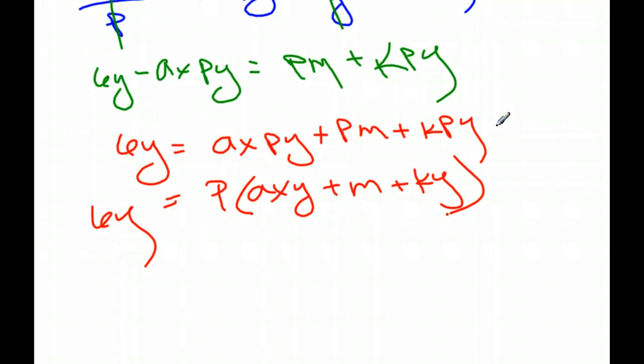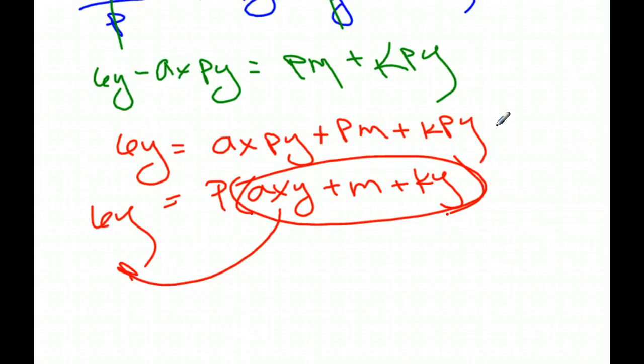Okay, once we're there, what do we do? You divide by ax y plus m plus ky. You're going to take this whole thing and put it under here and be done. And that's it. You can't cancel the y.